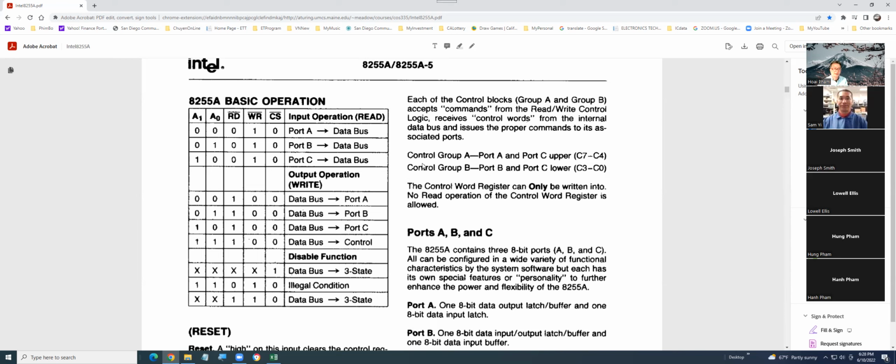Hey, Mr. Pham, the one on top says input operation, read, and then the second one says output operation, write. Yeah, the data is right. Data will be read. They said port A to data bus. Okay, sorry, that will be read.